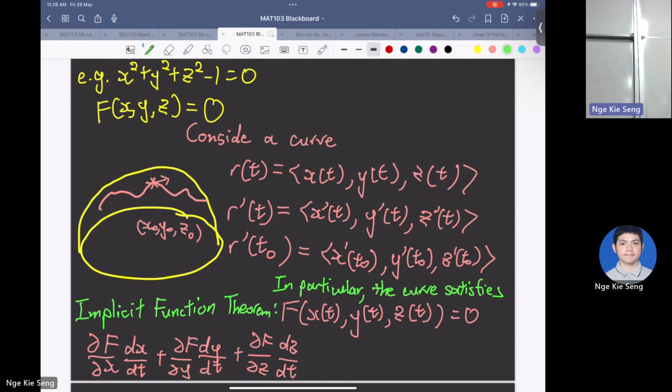Okay, so in particular, the curve satisfies this surface equation. Okay, and then we do implicit function theorem on it. So we get this. So you need to be a little bit alert already. You have product of sum, right? Product of sum. Linear algebra likes this. Can we split it or not? Using dot product. Okay, let's split it using dot product here.